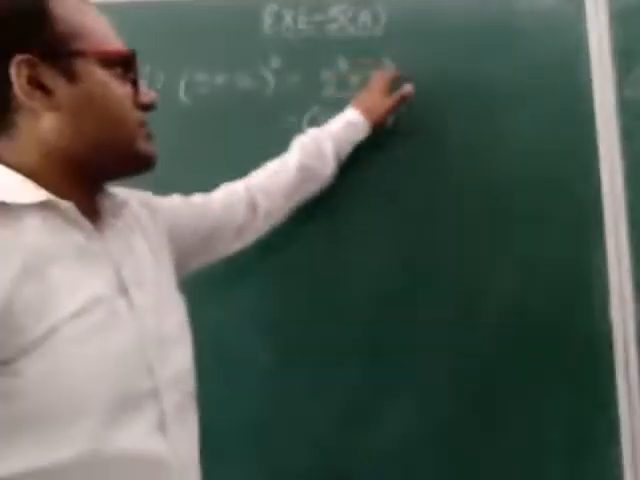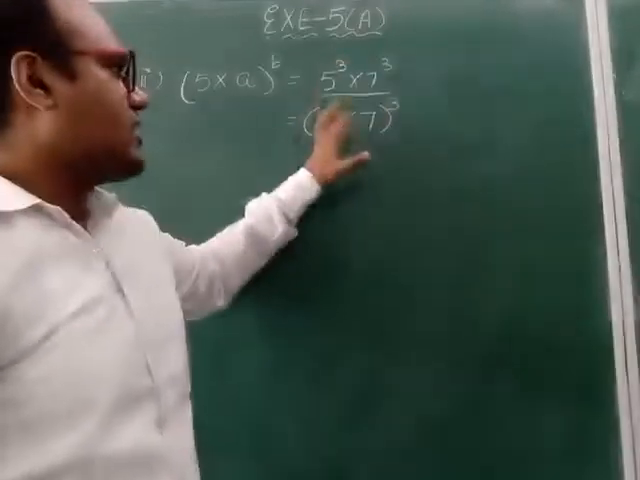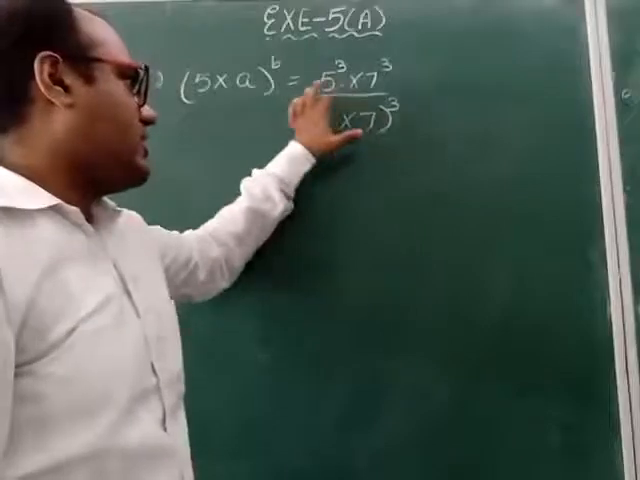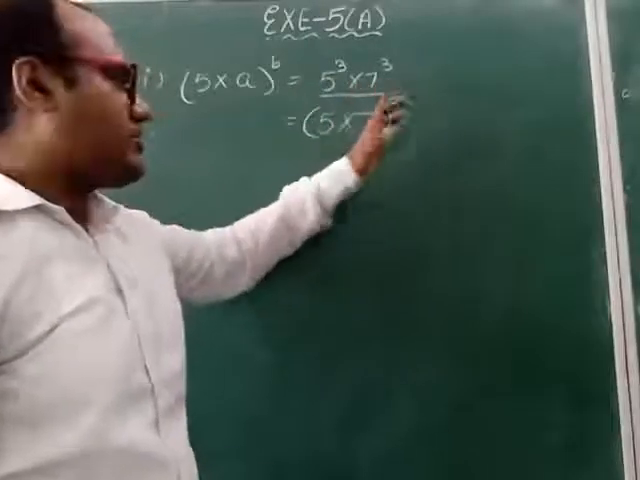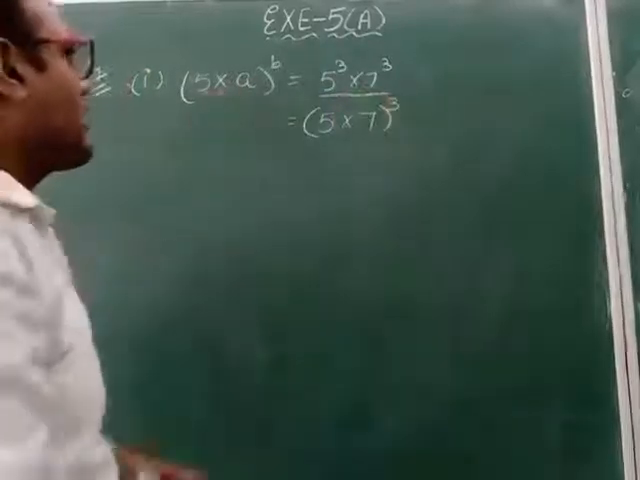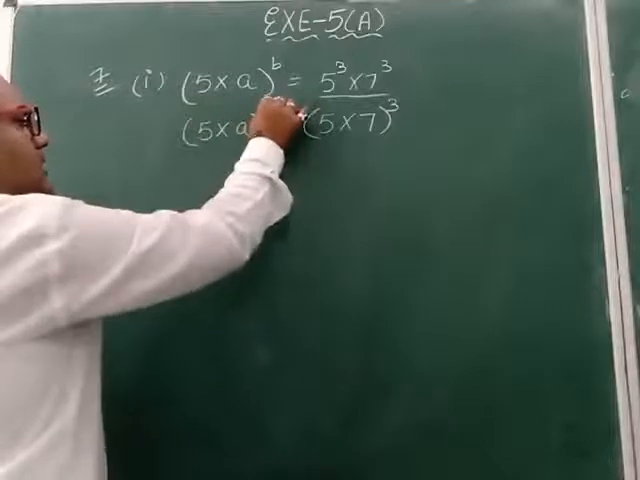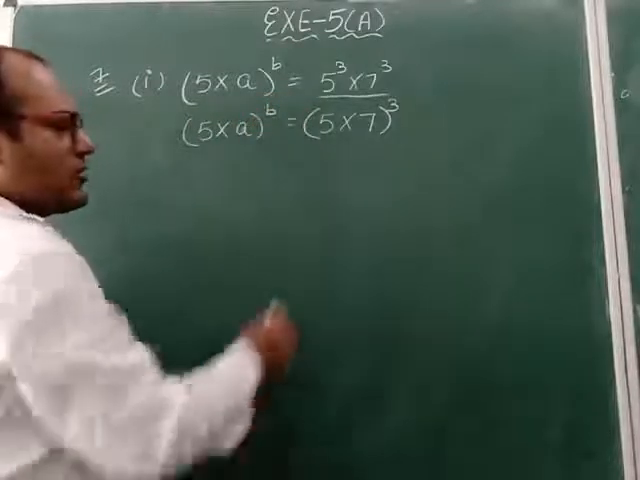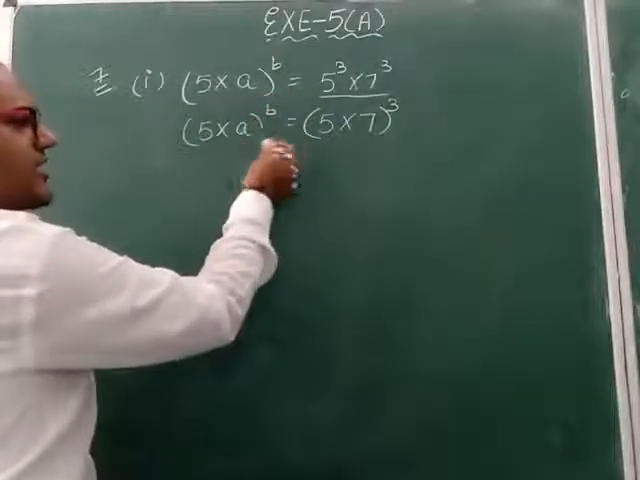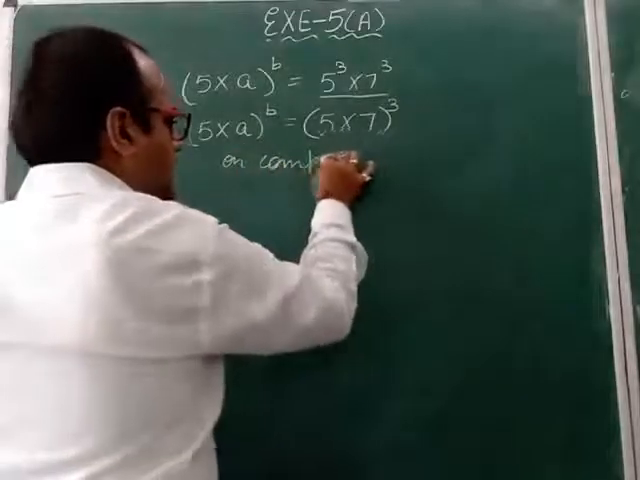This power 3 and this power 3 we will not take on both the numbers separately. Instead, we will write it as a whole power 3. Since these powers are same, that's why we have done this. Now here same work we will write. Now in the next step what we will do? We will compare both left hand side and right hand side. So we will write on comparing.